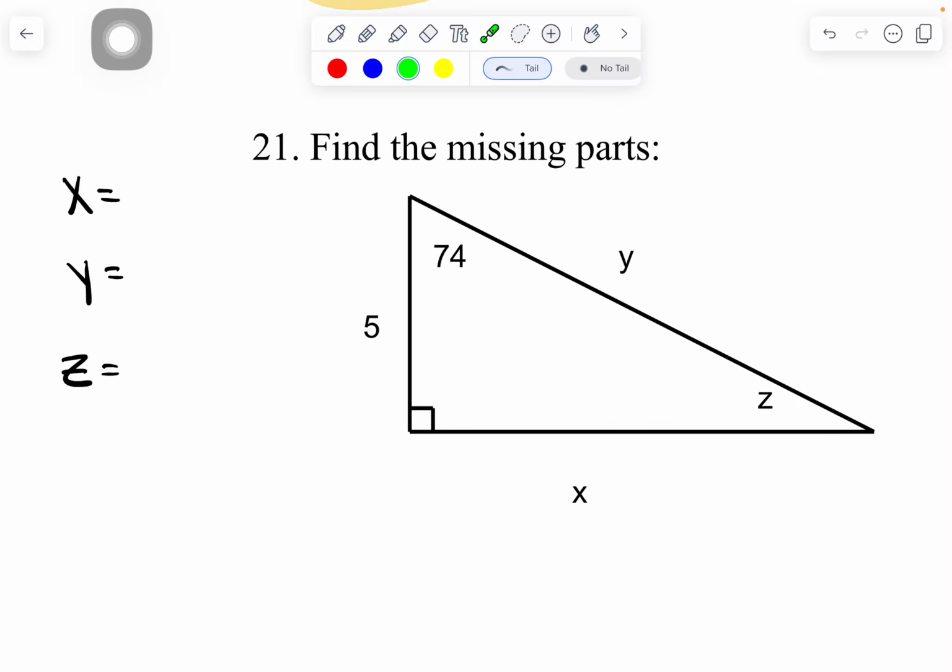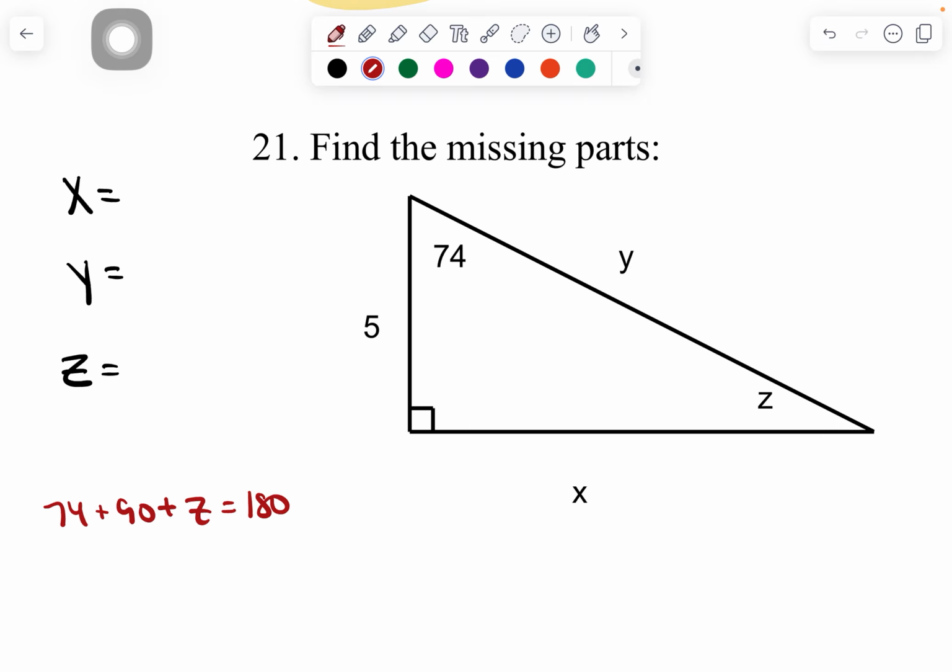And I know that the three angles of a triangle add up to 180 degrees. So if I take 74 plus 90, oops, not equals, plus z, that has to be 180.